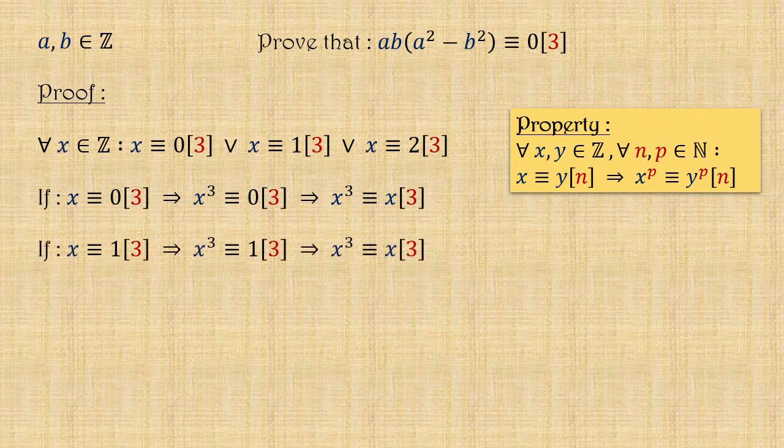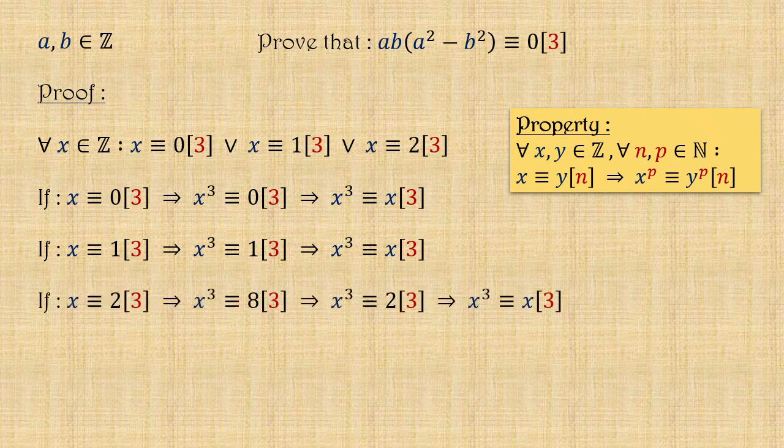Now in case x is congruent to 1 modulo 3, then once again, according to the property we've seen, x to the power of 3 would be congruent to 1 to the power of 3, which equals 1 modulo 3. Which means that x to the power of 3 is congruent to x modulo 3.